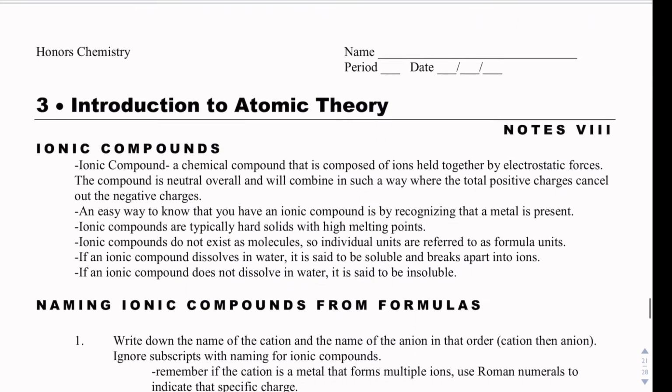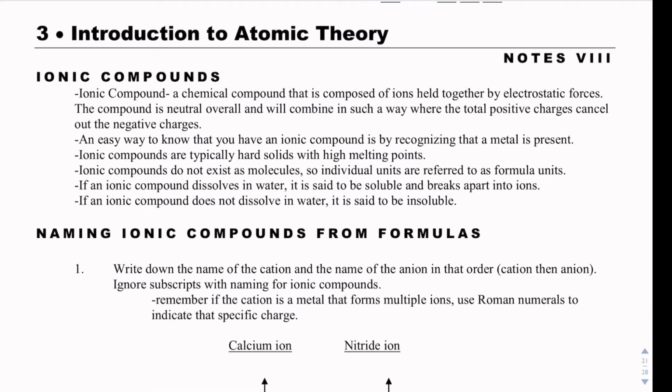Okay, and we're going to learn about ionic compounds. An ionic compound is a compound composed of ions that are held together by electrostatic forces. Electrostatic forces are just positives and negatives that are attracted to each other. When we form an ionic compound, the compound is going to be neutral overall, but it's going to be combined in a way where the total positive charges cancel out the negative charges, so we end up with no net charge. An easy way to represent that you have an ionic compound is that a metal is present.